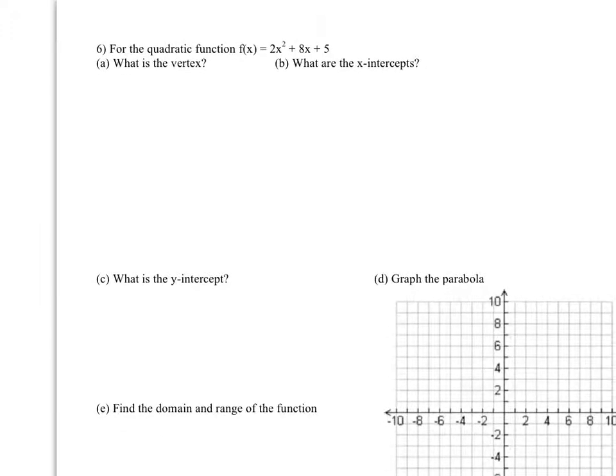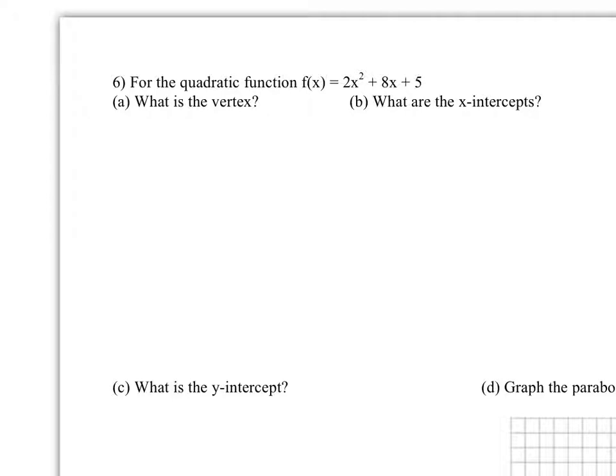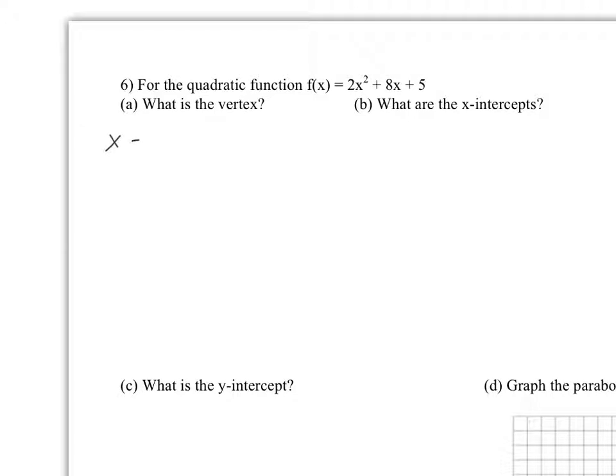Okay, next we have one on the other form. So here's one that's in standard form. To find the vertex, we have to do a little more work. For the x-coordinate of the vertex, I can find it by calculating negative b over 2a. And in this case, that would be negative 8 over 2 times 2. Well, 2 times 2 is 4, so this is really negative 8 over 4. So the x-coordinate of my vertex is negative 2.